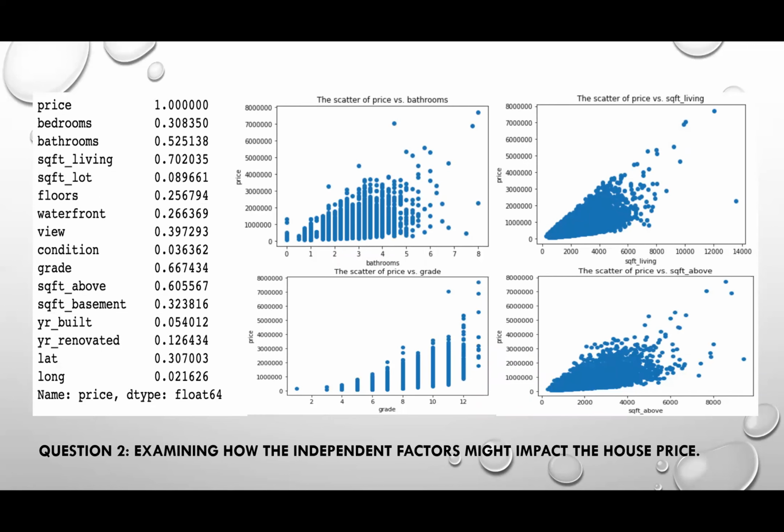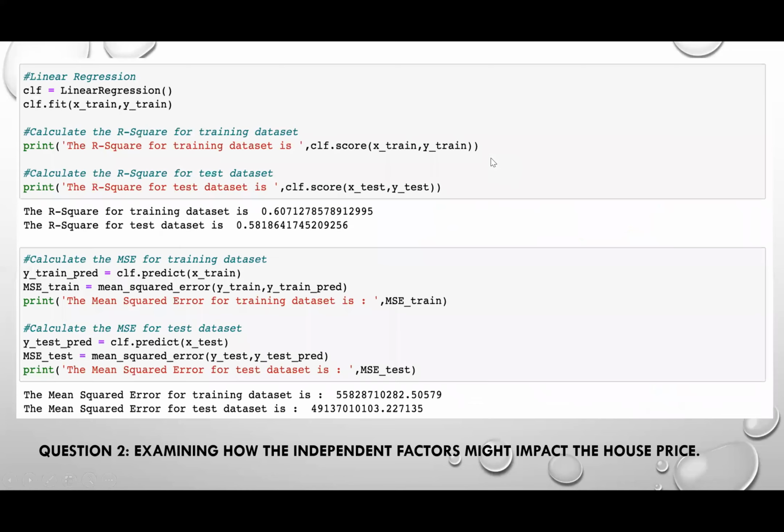And the second question is to examine how the independent factors may impact the house price. To examine that, I first calculated the correlation coefficient between the independent variables and the target variable, price, and scatter plots are made for visualization. Based on the analysis, it can be seen that all the independent variables appear to have positive correlation with house price. Among them, the variable square foot living has the strongest correlation, followed by grade, square foot above, and bathrooms. These variables have correlations with house price greater than 0.5, indicating a strong positive correlation with price.